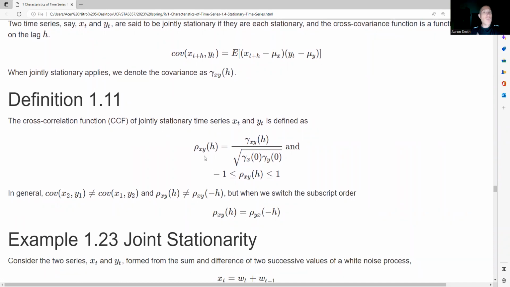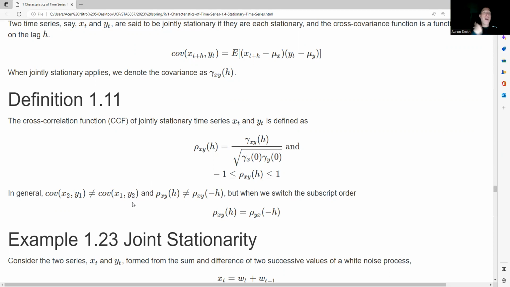And so taking this idea and putting it into correlation, we get the same idea of cross-correlation function. And once again, it'll be between -1 and 1. Now, in general, it doesn't have to work out that the covariance between two time series for different points in time is the same. Something that's important with this, notice that this is x sub 2, this is x sub 1, this is y sub 1, this is y sub 2, that in general, if I switch the time slots for the covariance, I don't have to get the same thing back.